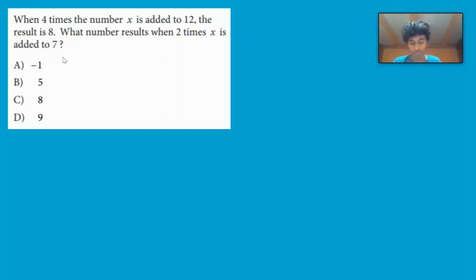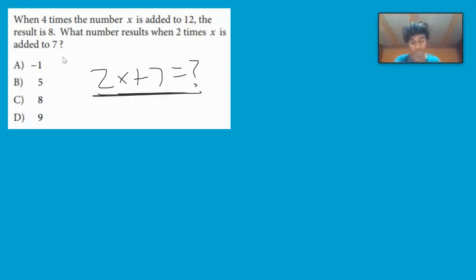Alright, so when 4 times the number x is added to 12, the result is 8. So we want to know what number results when 2 times x is added to 7, right? So we want to know 2 times x added to 7. So we want to know 2x plus 7 equals what? That is what we want to know.